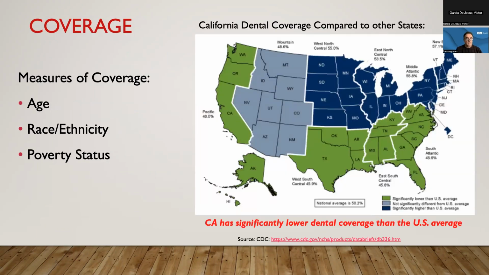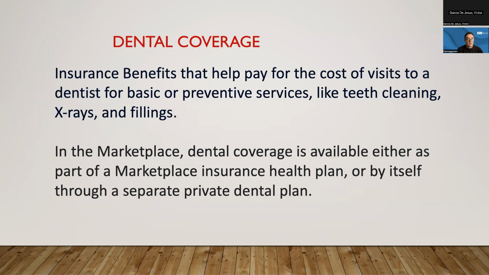So let's talk a little bit about coverage. These are the measures of coverage: the age, race, ethnicity, poverty status, and specifically the areas in the country that have better services or coverage than others, right? For example, here we can notice that all the states in green have significantly lower coverage than the US. This is something that we should be aware of and see how we can improve the health of the families and the patients we're trying to reach.